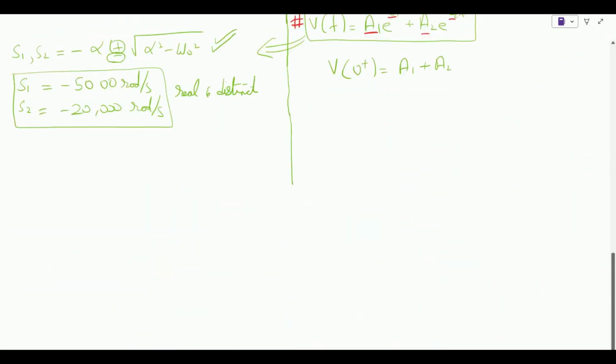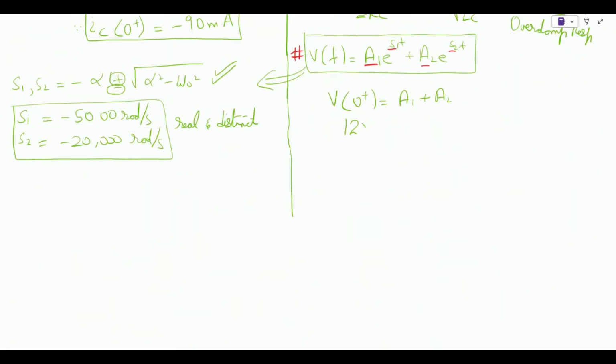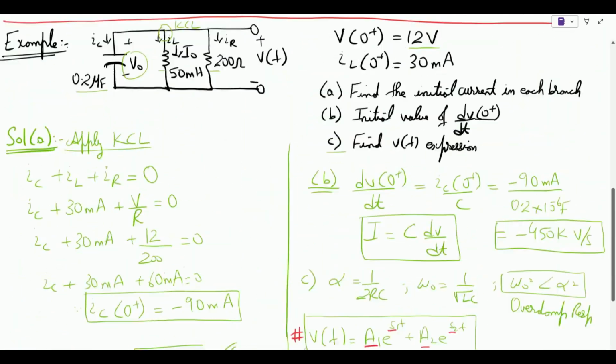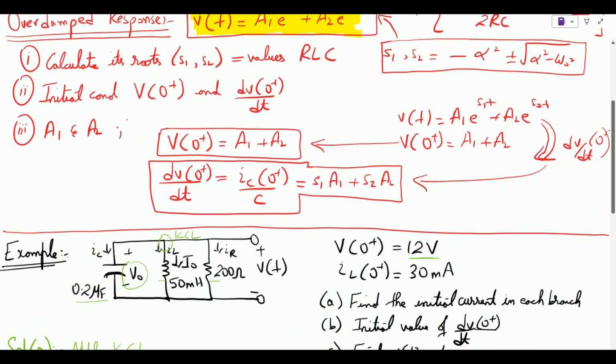So let us input the value. 12 volts equals A1 plus A2, or we can say that A1 is equal to 12 minus A2. So this is our equation number 1. The other equation, which we saw in the previous steps and is shown over here, is used together with this one to find the unknowns A1 and A2.